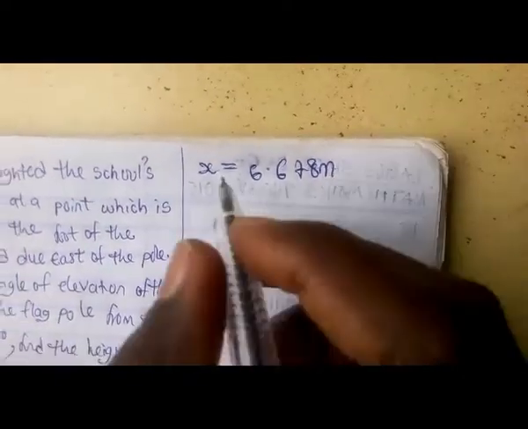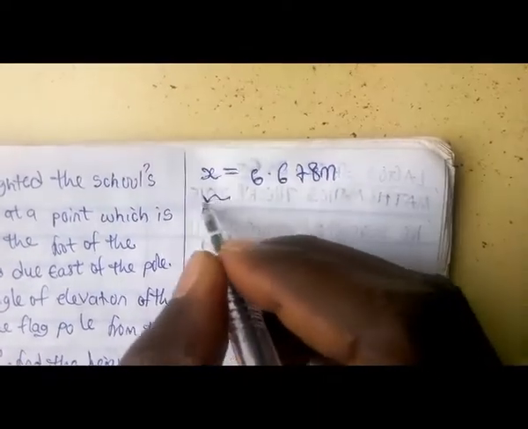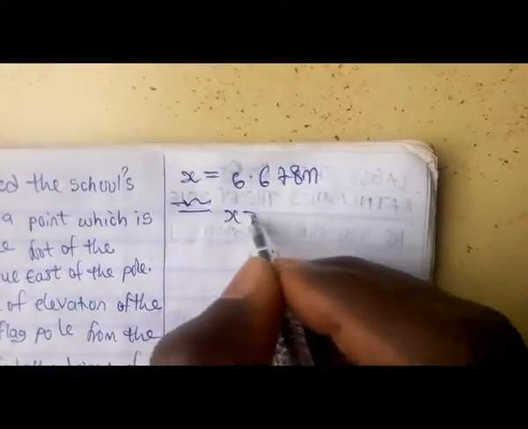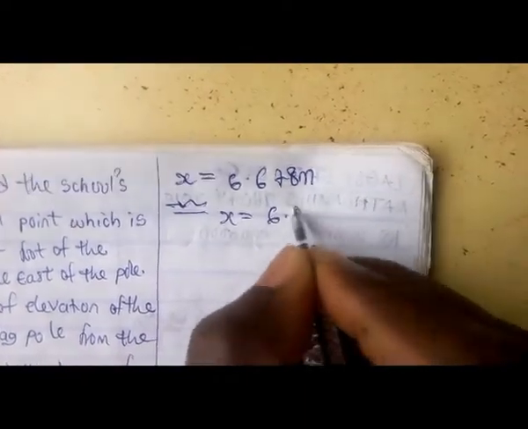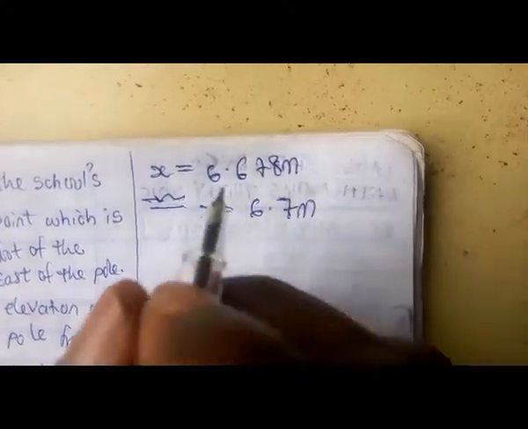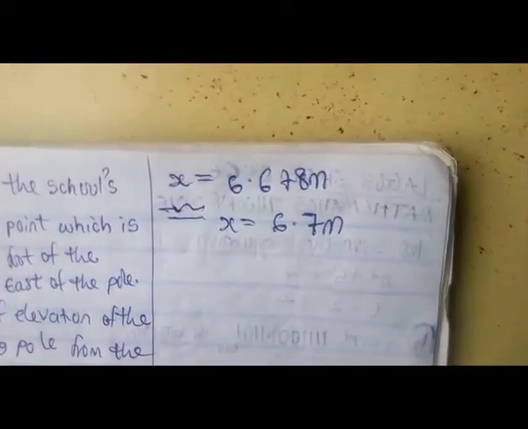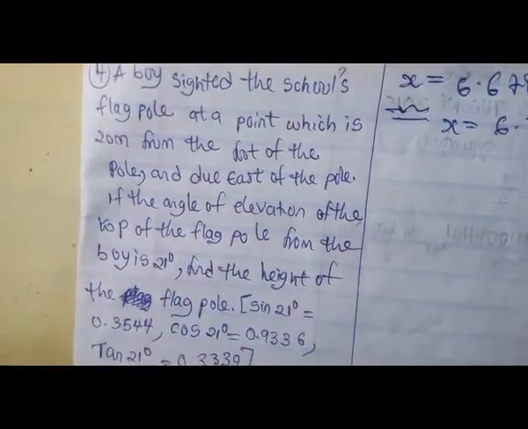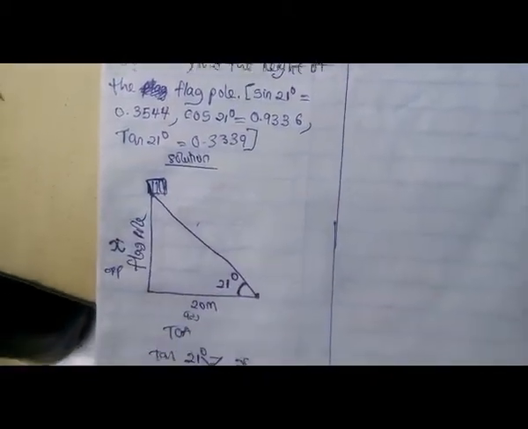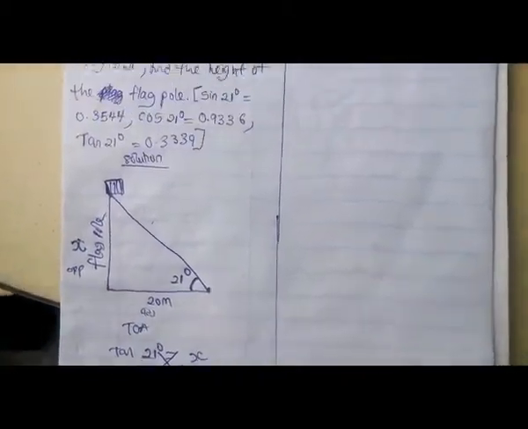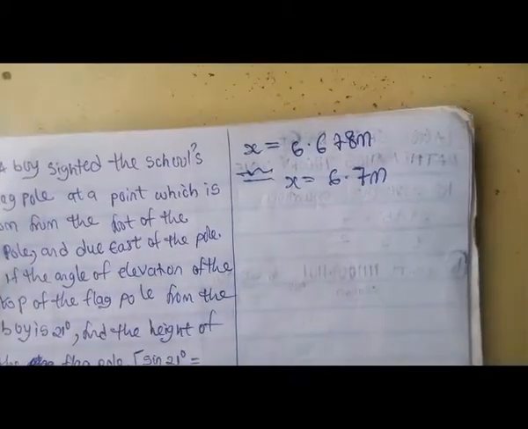Then if I approximate it, X equals 6.7 meters. So the height of the flagpole is 6.7 meters.